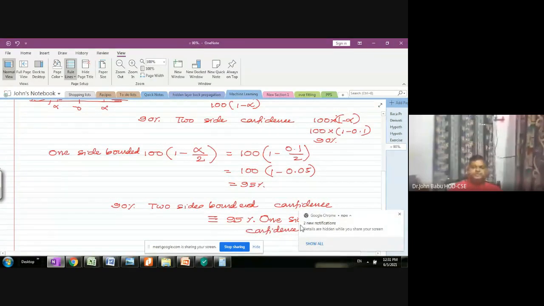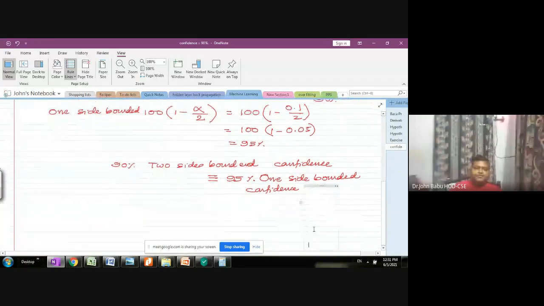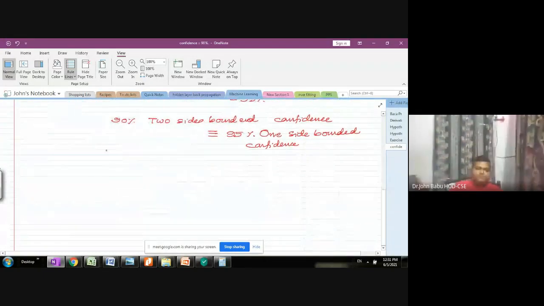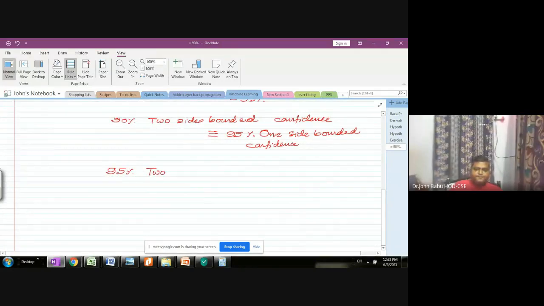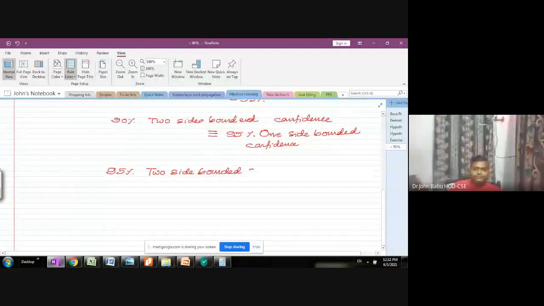Now can you tell me, 95% two side bounded confidence is equal to how much one side bounded confidence? Please tell me.